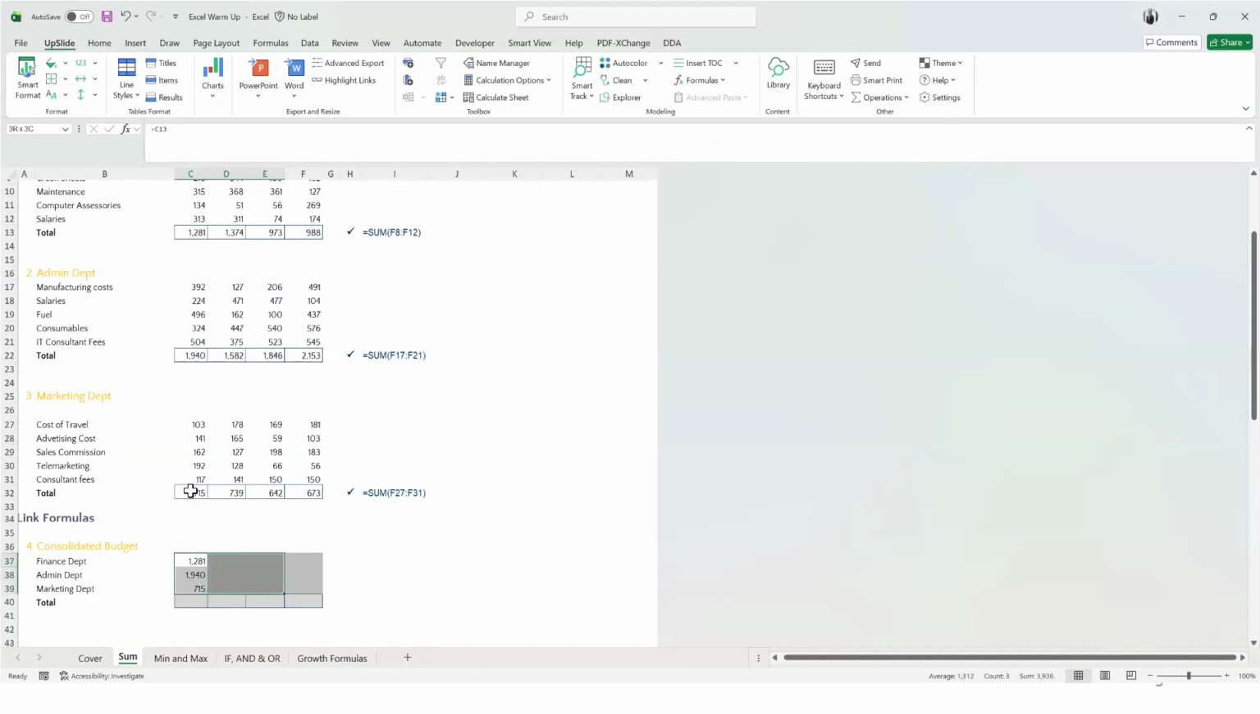Then the second way is left to right consistency. So I highlight everything and I press Control R and it copies the formula across the board. Do you understand? So it picks all the budget for finance, all the budget for admin, and all the budget for marketing, right? Then to find a gross total, I can just highlight everything and press Alt equals, right?